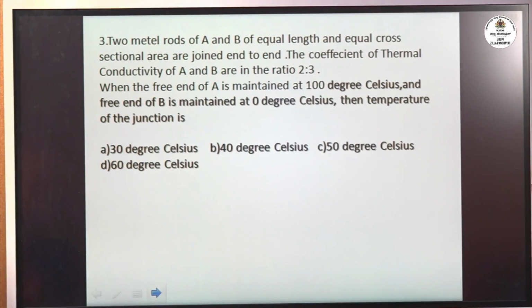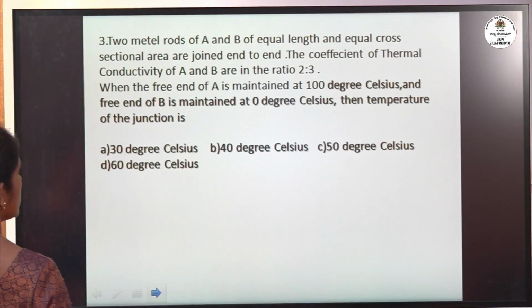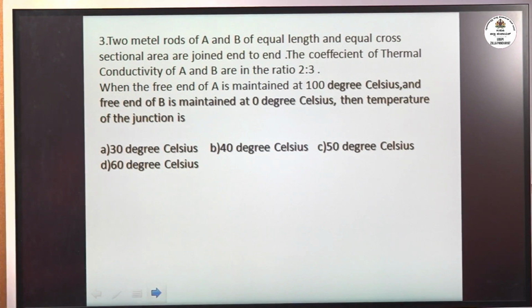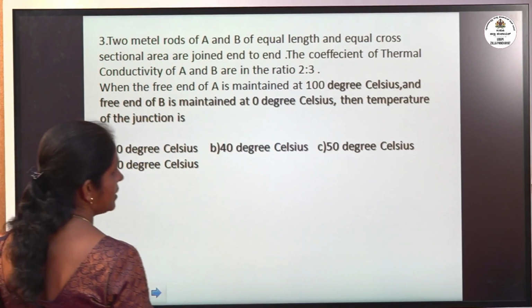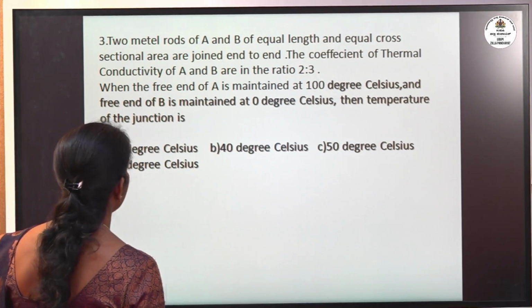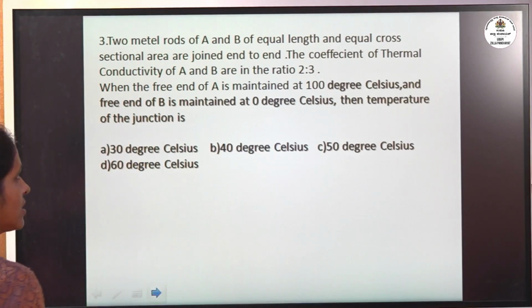Two metal rods A and B of equal length and cross-sectional area are joined end to end. The coefficients of thermal conductivity of A and B are in the ratio 2:3. When the free end of A is maintained at 100 degrees Celsius and the free end of B is maintained at 0 degrees Celsius, then the temperature of the junction is?